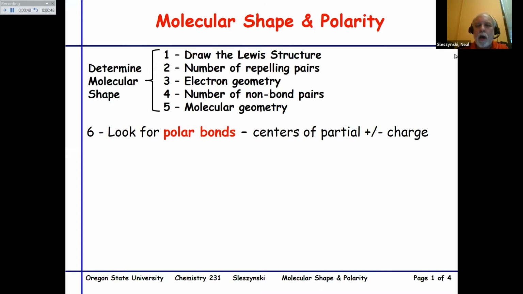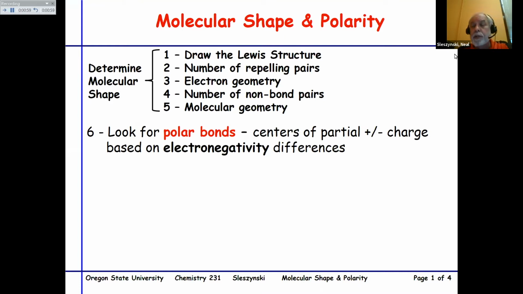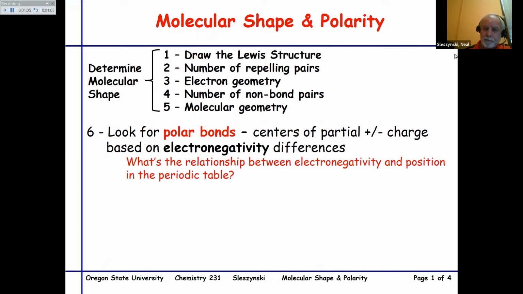Polar bonds are determined by whether or not we have centers of partial positive and negative charge. That's determined based on the electronegativity differences between the atoms that are bonded together in our molecule. We've already looked at electronegativity, and I'll ask you to remember the relationship between an element's position in the periodic table and its electronegativity. If that doesn't immediately come to mind, then you probably should go back and review electronegativity.